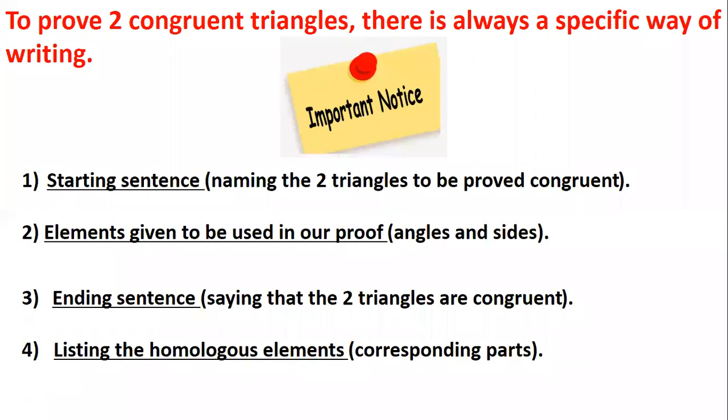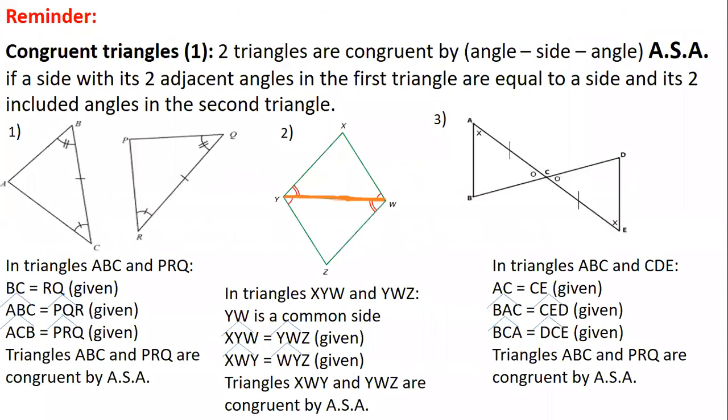The homologous elements, for example, suppose I proved two triangles are congruent by ASA. So the homologous elements will be, what remains from the ASA? An angle and two sides remain. So my homologous elements should be an angle equal to an angle in the second triangle, and two sides in the first triangle equal to two sides in the second triangle. We'll talk about it later.